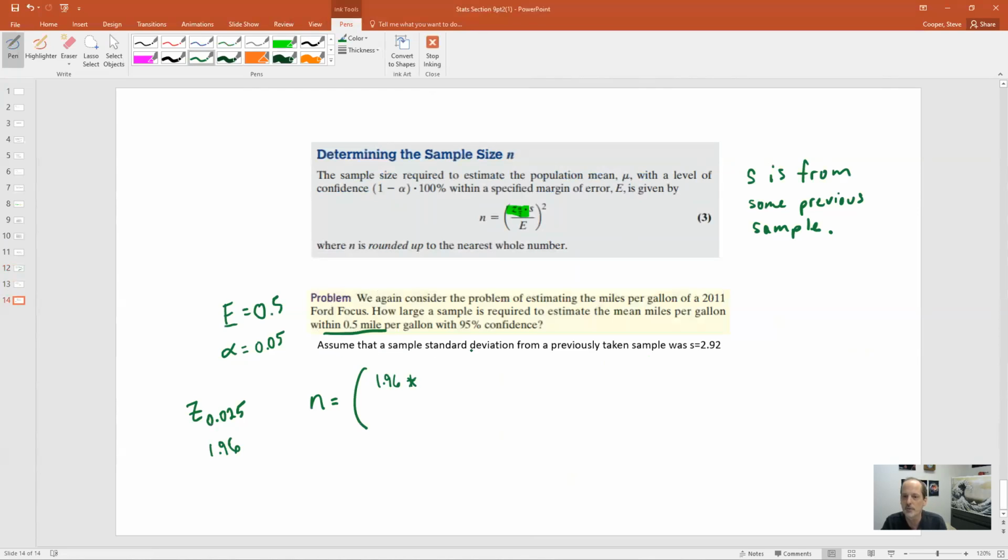Now, we're going to assume the sample standard deviation from a previously taken sample was 2.92, so that's what's going in for S. Will that S always be given to us? No problem. It'll either be given to you or the sample data you need to calculate it will be given to you. So in essence, yes. And then we divide by what our desired margin of error is, which we said 0.5. And then don't forget to square the result.